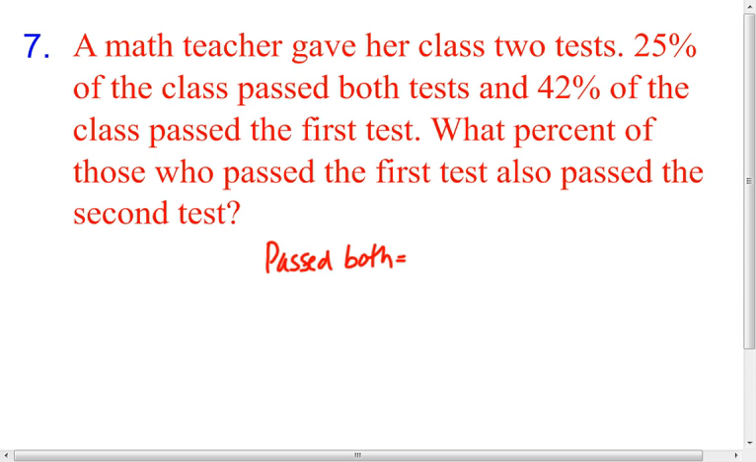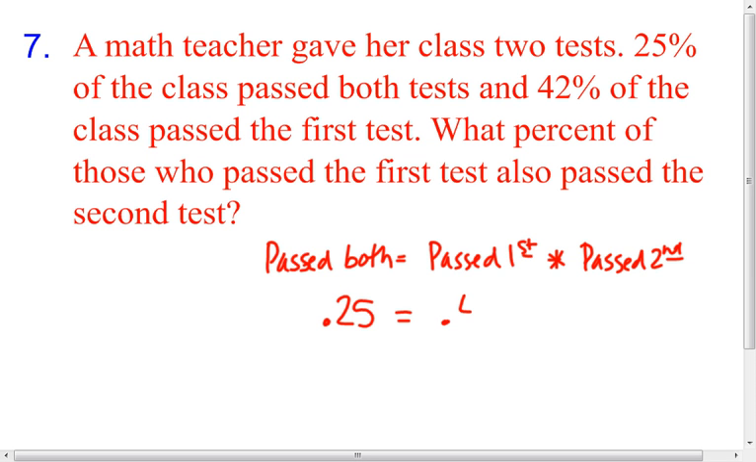To figure out the probability that they passed both would be the probability that they passed the first times the probability they passed the second, because it's an and event. They have to pass the first and the second test, and when you see and in probability, you multiply. They pass the first and then they pass the second. And you would multiply those two. Well, I know that the probability that they passed both of them is 25%. So I'm going to do that as 25. And I know that 42% of the people passed the first test.